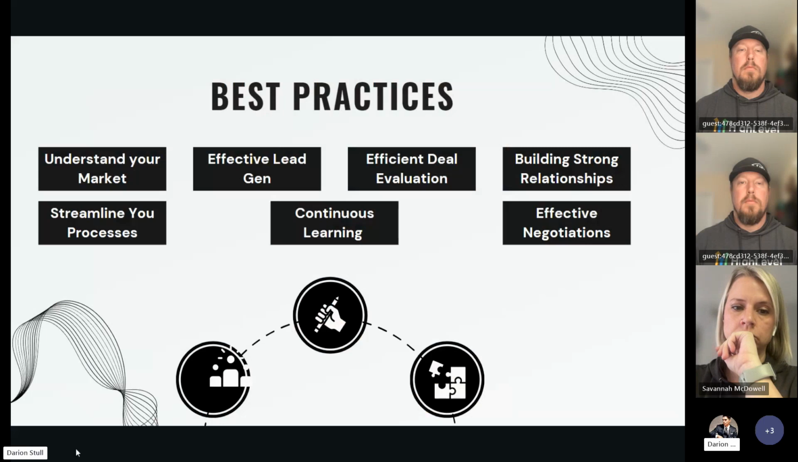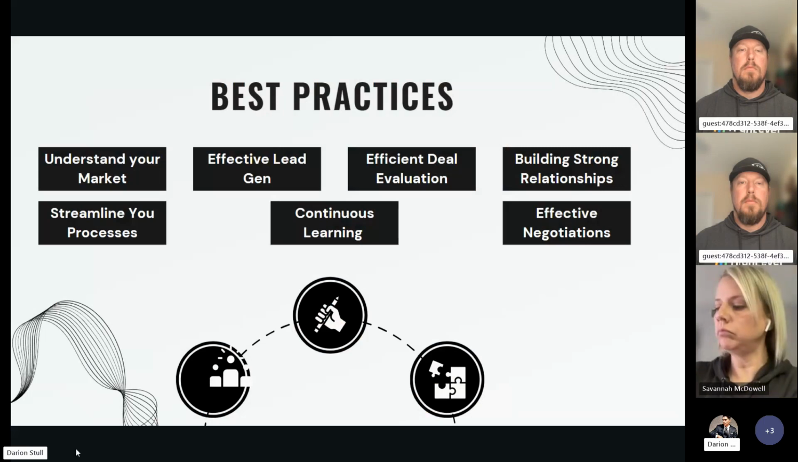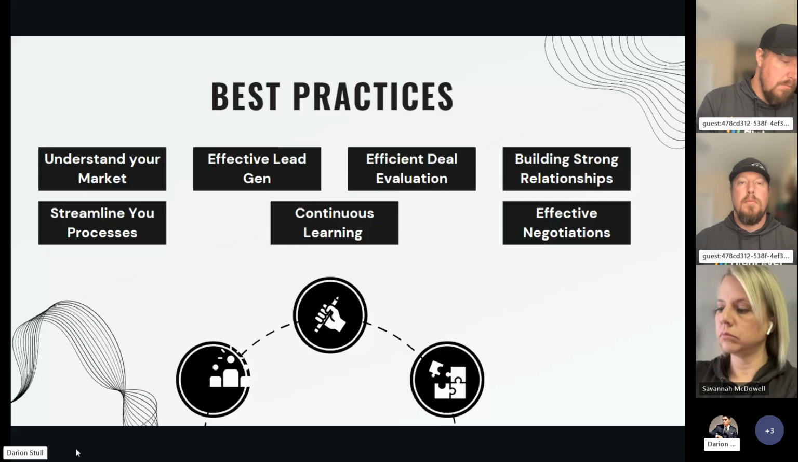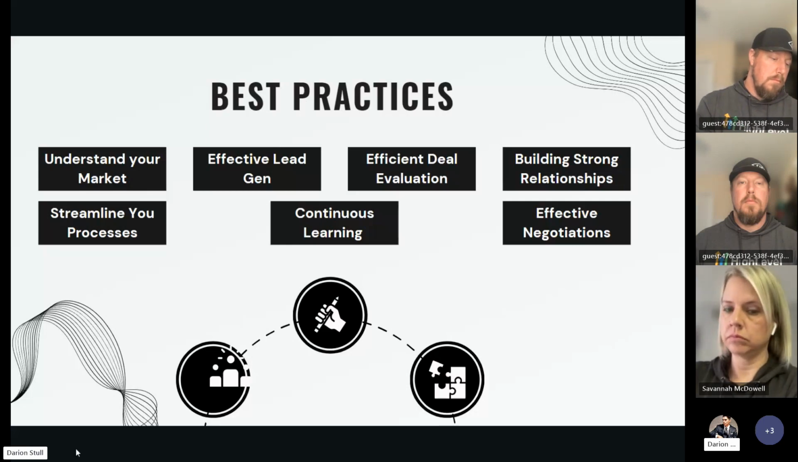Then you also want to have very effective lead generation. We'll cover that later on. That's going to be your bloodline for your actual business itself. If you don't have really good, or I suppose if you don't have any effective lead generation, then you're just going to be pouring money down the drain, and it's not going to be beneficial for you.